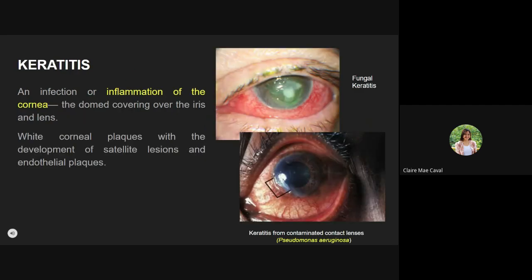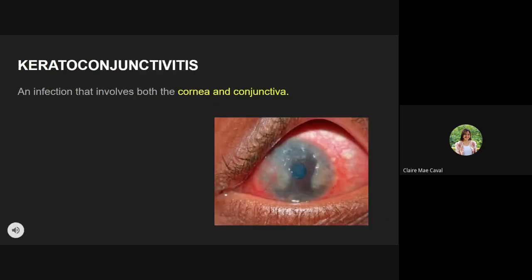So next is keratitis. Keratitis is an infection or inflammation of the cornea. Cornea is the dome covering over the iris and the lens. As you can see, the cornea is already covered with white corneal plaque. Your keratitis can be caused by bacteria or fungi. The example that I show you is an example of fungal keratitis. Fungi that cause keratitis might include Aspergillus and Candida species. Next is keratoconjunctivitis.